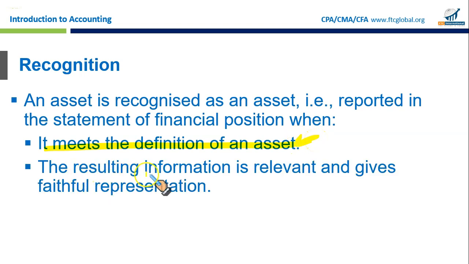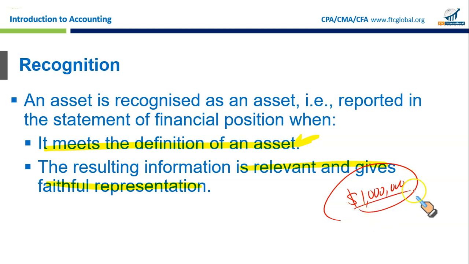Then the resulting information is relevant and gives faithful representation. What does it mean? The information about the asset should be relevant to the decision of users of financial statements and must accurately reflect the economic reality. For example, recognizing a building at its purchase price, like we purchase a building for $1 million, it provides a clear and accurate cost figure for investors assessing the company's assets base. So this original historical cost is the amount which we can faithfully and accurately put on the balance sheet.